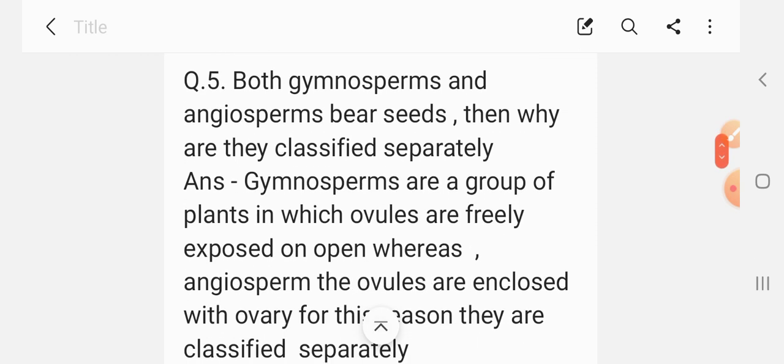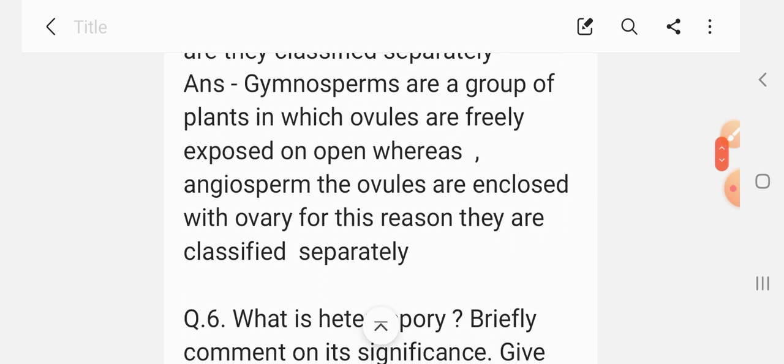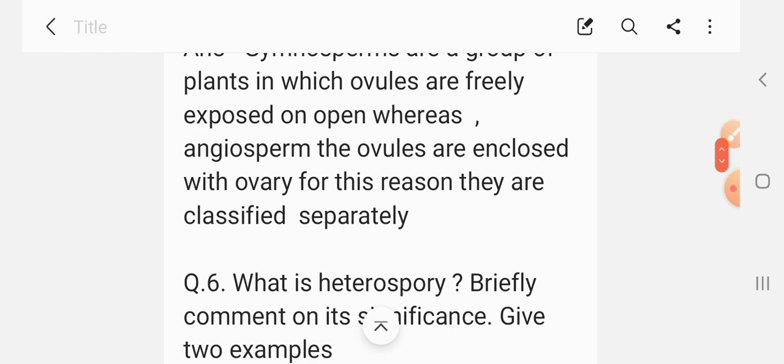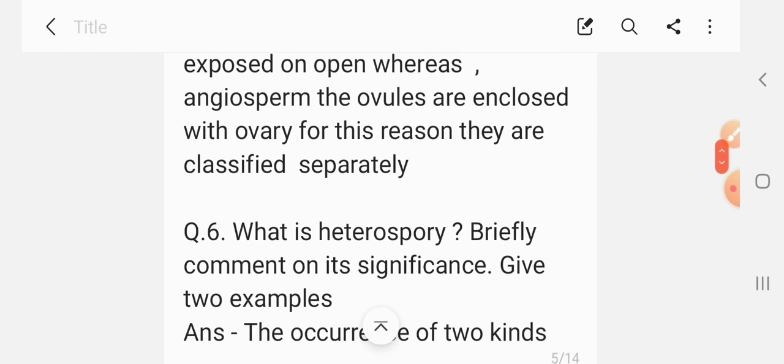Question number 5. Both gymnosperms and angiosperms bear seeds, so why are they classified separately? Answer. Gymnosperms are a group of plants in which ovules are freely exposed and open, whereas in angiosperms, the ovules are enclosed within the ovary. For this reason, they are classified separately.